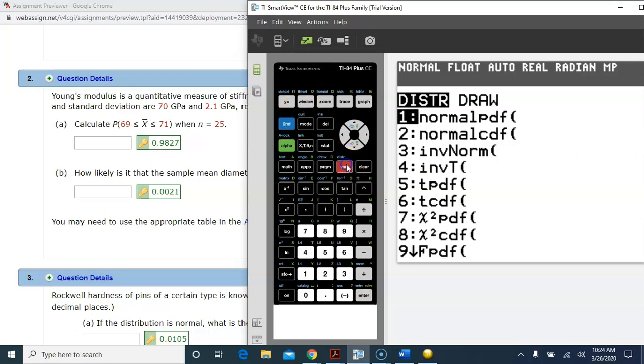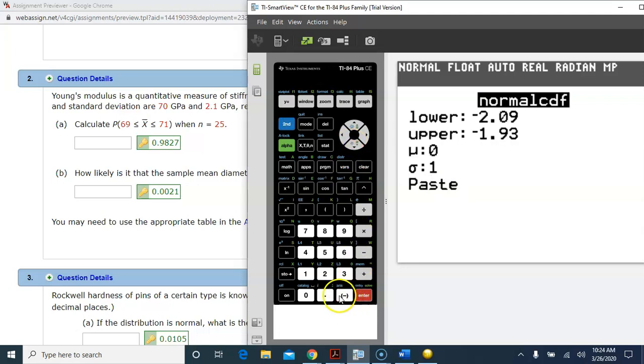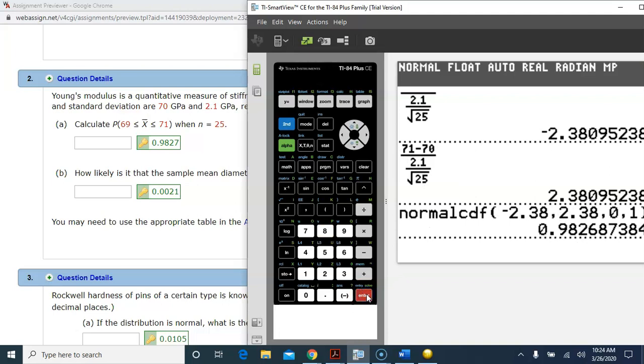So, using my calculator instead of the table, from negative 2.38 to positive 2.38, that probability is .9827, which is exactly the answer they have right there.